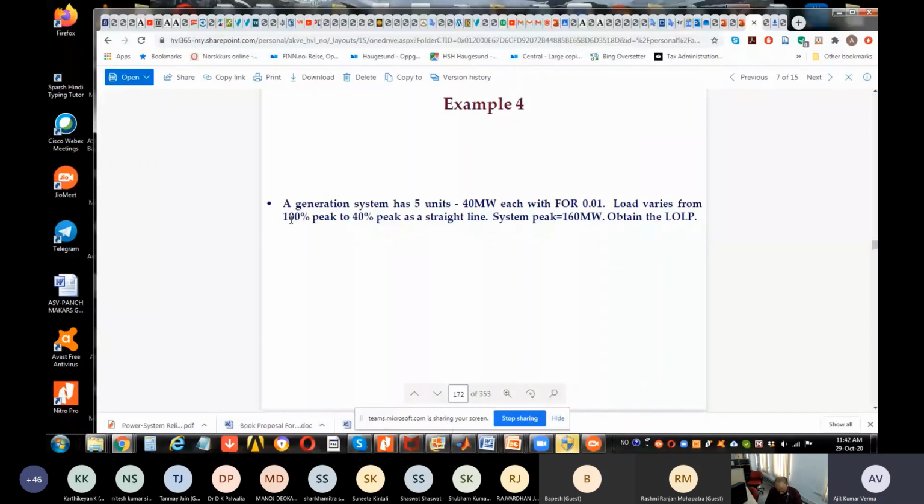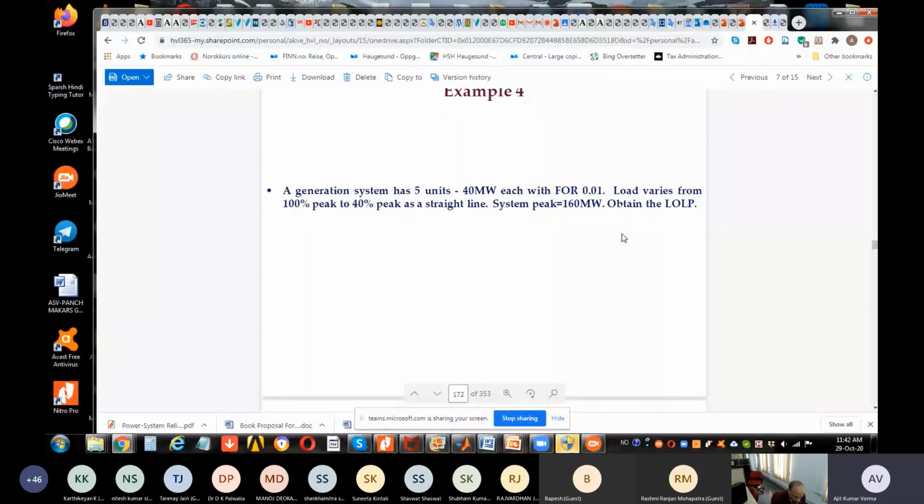So 40% of the peak means 64. 40 into 160, that is 64 megawatt. So the load varies from 64 megawatt to 160 megawatt, and you need to find out the LOLP. Slightly different kind of problem.